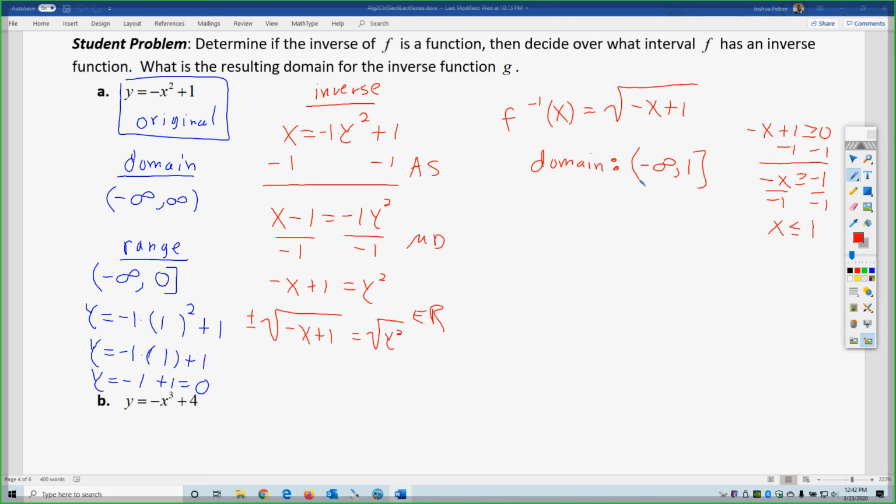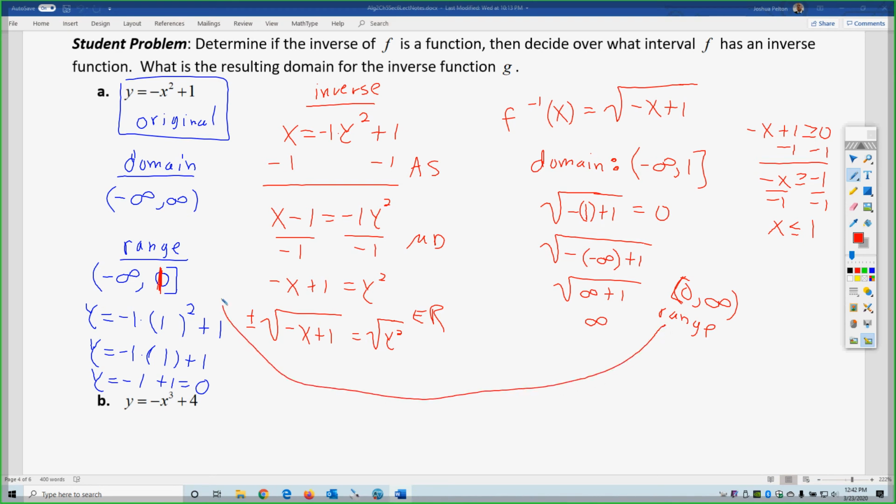Oh, wait a minute. That was a 0 over here on this one, so this should be a 1 or a 0. Let's take a look here. Well, if I plug in a 1 to the square root, I get the square root of negative 1 plus 1, which gives me 0. And if I plug in the negative infinity, I get infinity plus 1, which is just infinity. Wait a minute. 0 to infinity is the range. Does that not match the domain over here? It does not. So this also needs to be restricted.